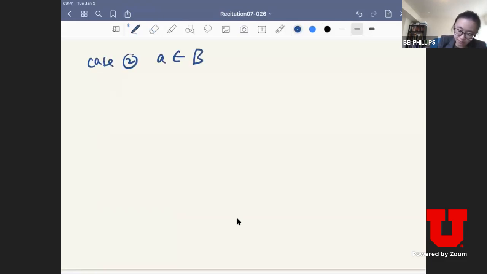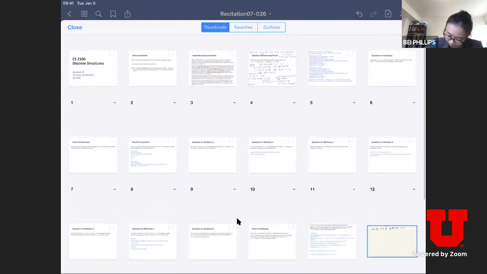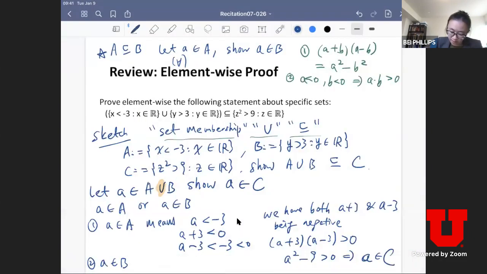A is part of B. By definition of the set B, that means |A| minus 3... that means A is bigger than 3. Okay.